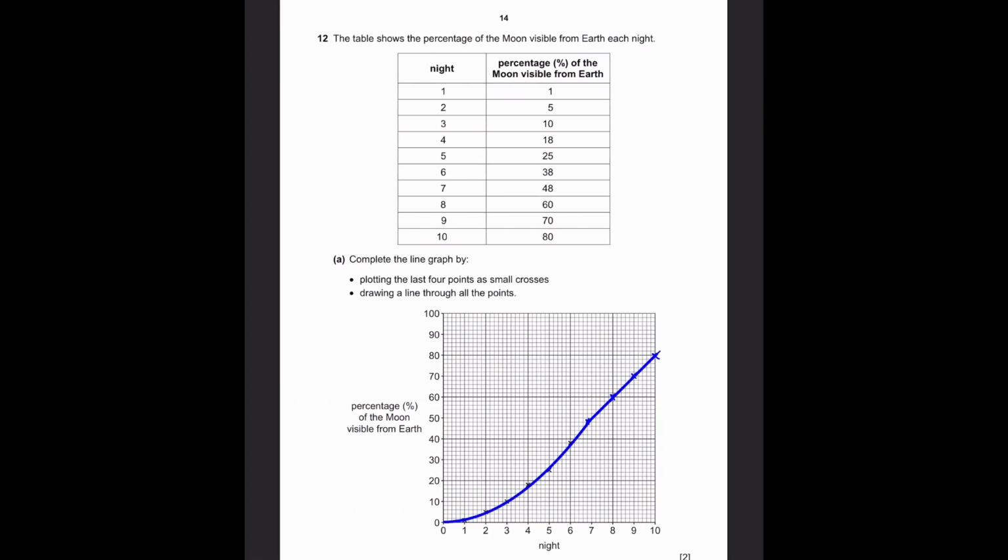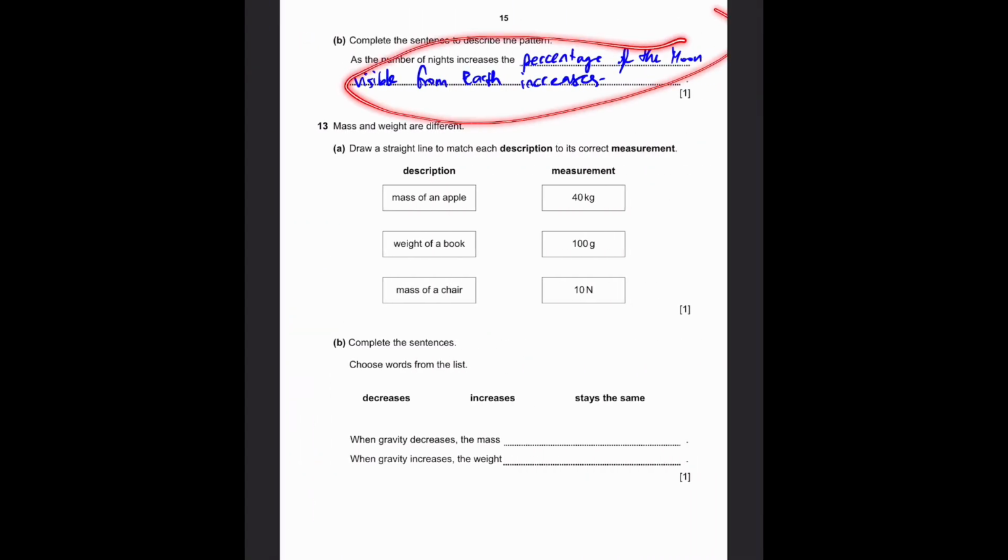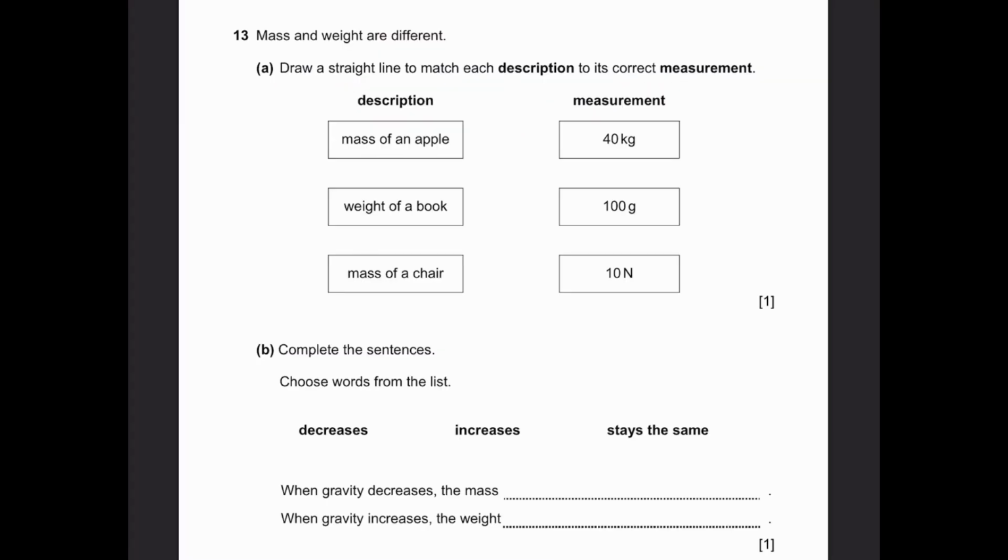That's because, as you can see from the table and the graph, the number of nights increase as we go towards the right. The percentage increases as we move up. The graph moves both right and up at the same time when we draw through the line. And therefore, both of them increase. So this is the percentage of the moon visible from the earth, which is what we have to write here, that increases. Question 13. Mass and weight are different.